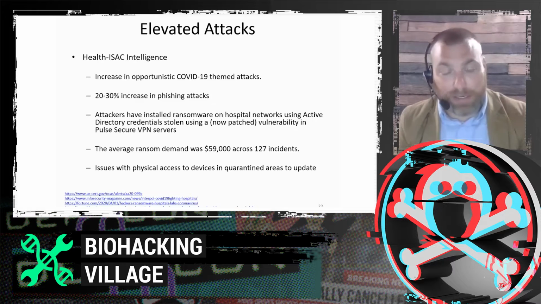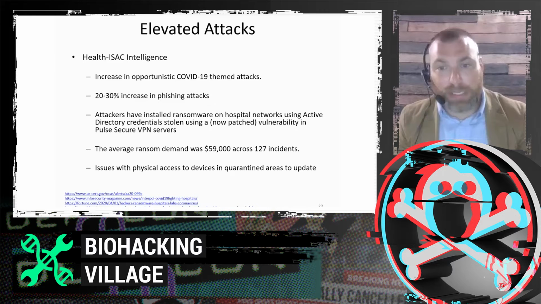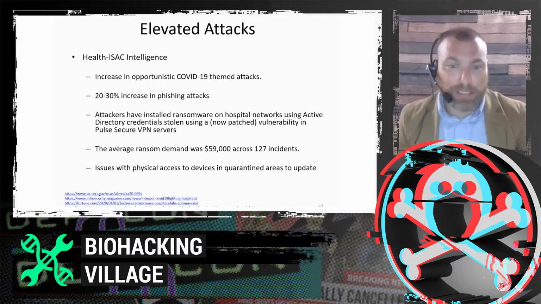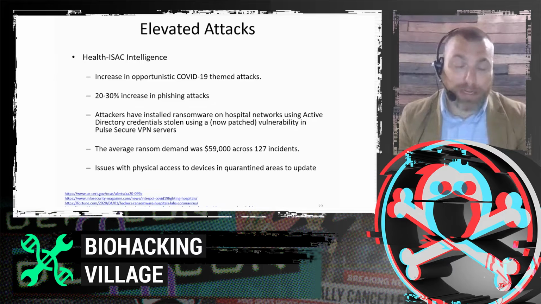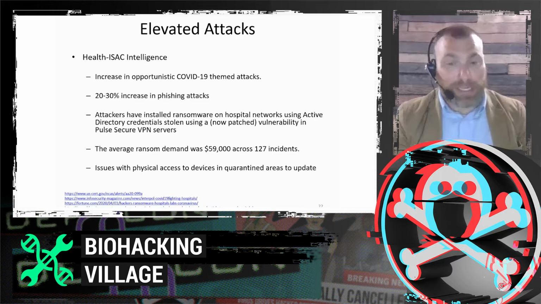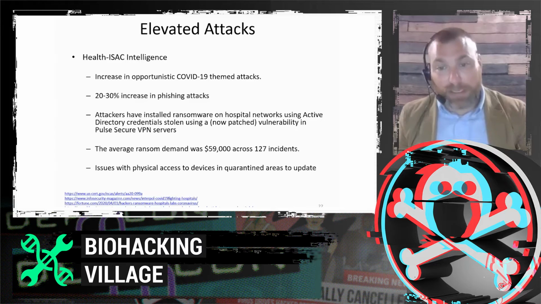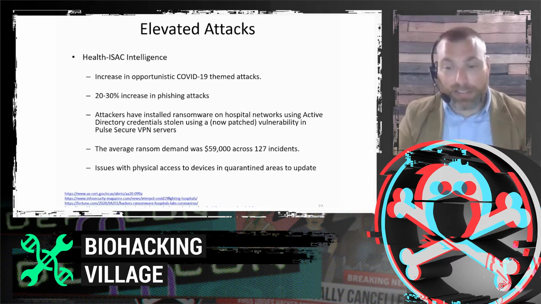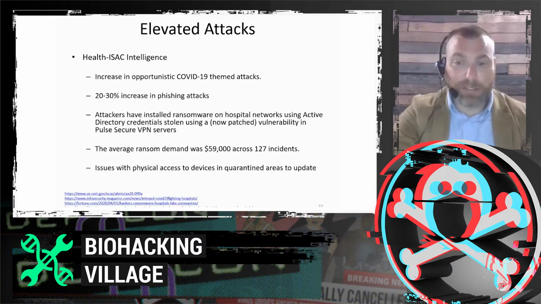And you can see there the average ransom payments. Obviously, during a pandemic, there are a lot of things that make this more difficult. For example, getting physical access to a device if it's in a quarantined area, to be able to update it. If you need to physically access the device to update something, that just adds an extra layer of issue.